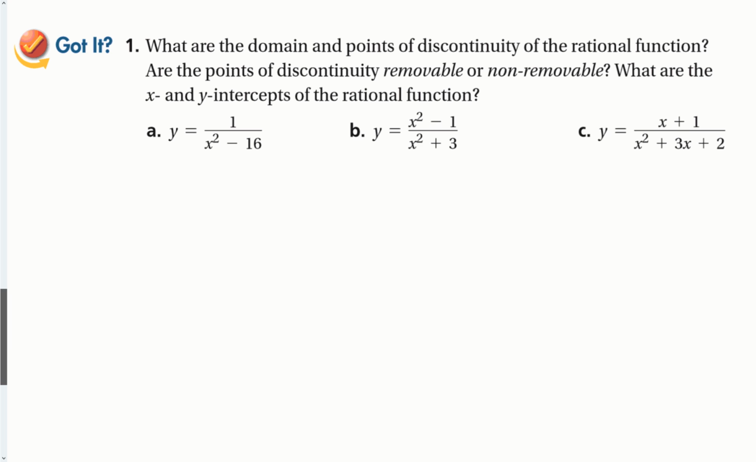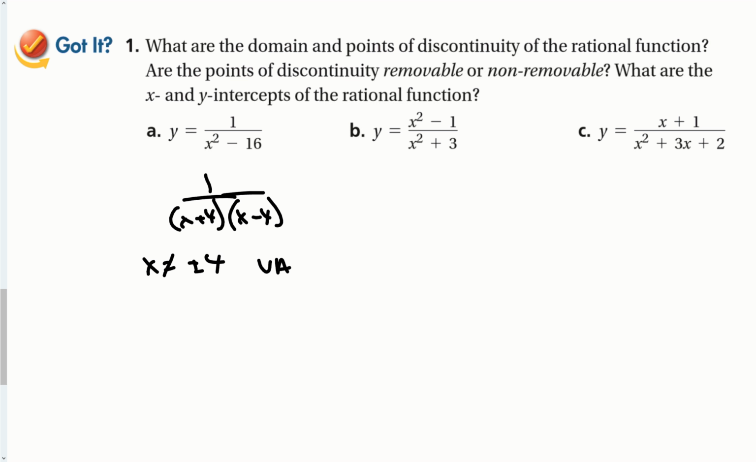I would factor the bottom. So that's x plus 4, x minus 4. All right. That means that x cannot be equal to plus or minus 4. Both of these are vertical asymptotes. They're non-removable discontinuities. Okay. And x-intercept and y-intercept, you can't set the numerator equal to 0. It's always going to be 1. So this has no x-intercept.